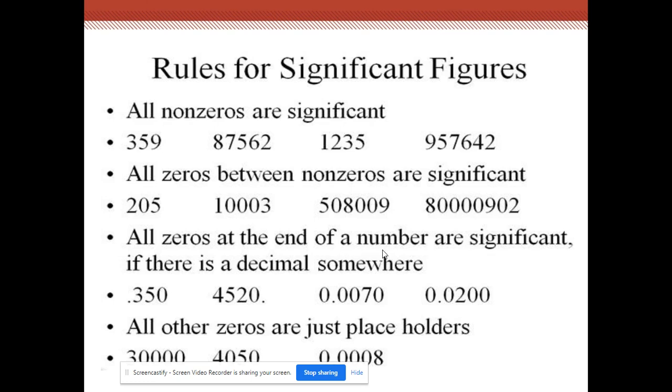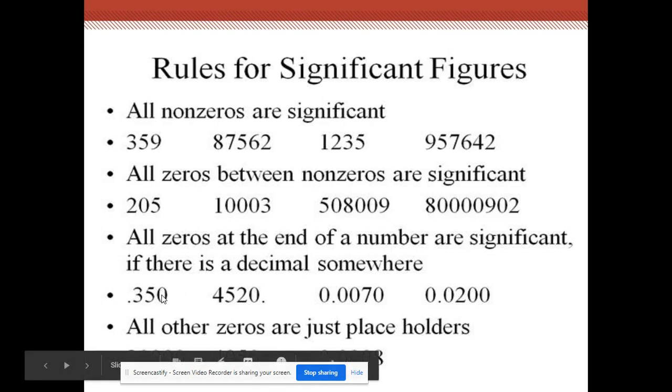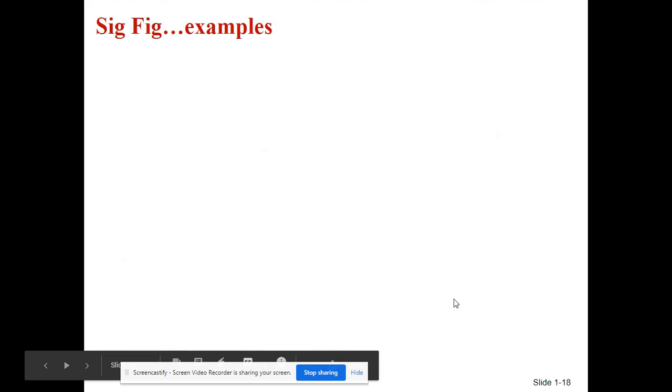All zeros at the end of a number are significant if there's a decimal. So that zero is significant because it's a decimal 0, like the gentleman said in the video. This decimal makes these 4 significant. This decimal makes these 2 not significant, but this one significant, because this is like a trailing. These are like placeholders. Same with this. This is a placeholder, but these are significant.